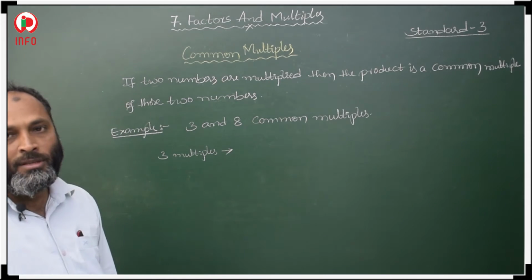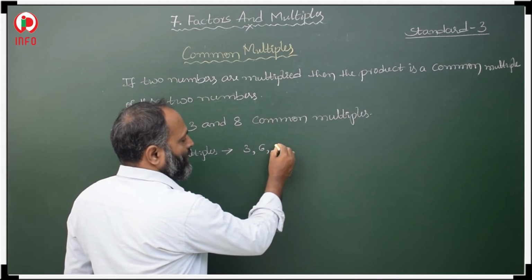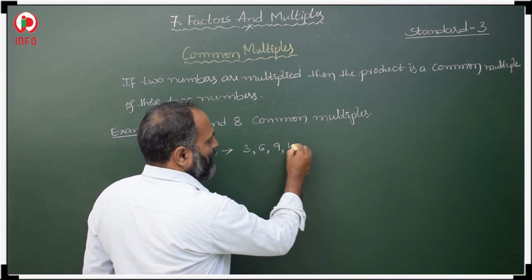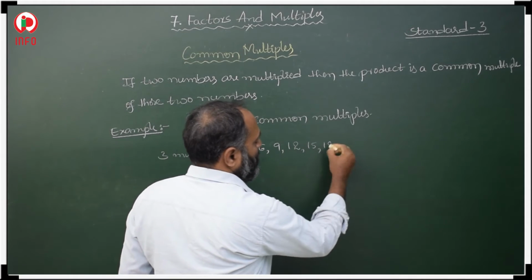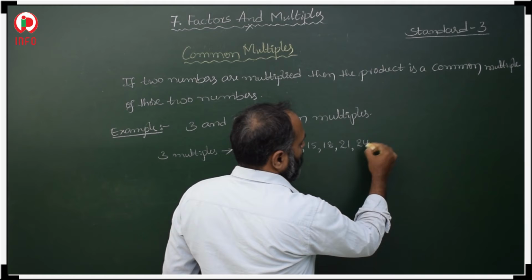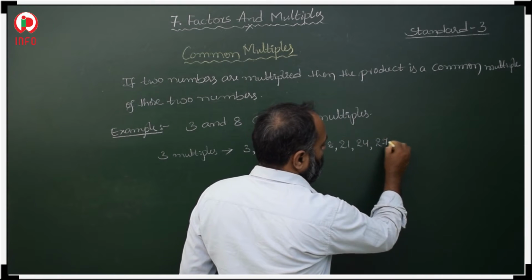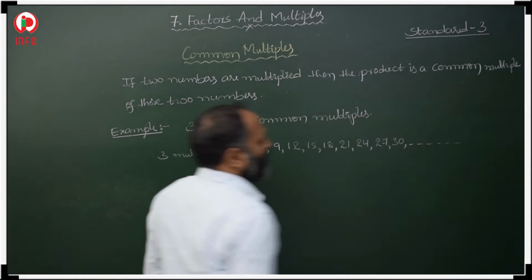So 3 multiples we have to write. 3 ones are 3. 3 twos are 6. 3 threes are 9. 3 fours are 12. 3 fives are 15. 3 sixes are 18. 3 sevens are 21. 3 eights are 24. 3 nines are 27. 3 tens are 30, and so on. So all these are 3 multiples.